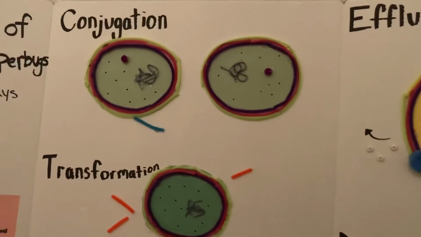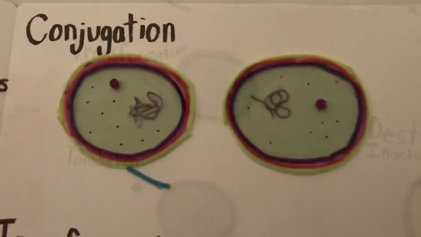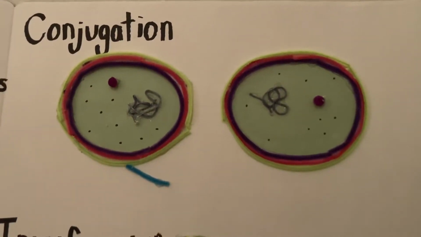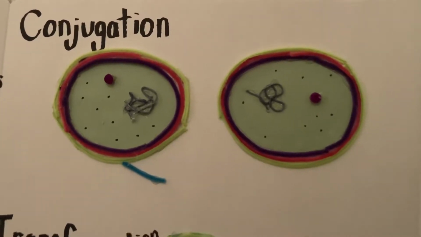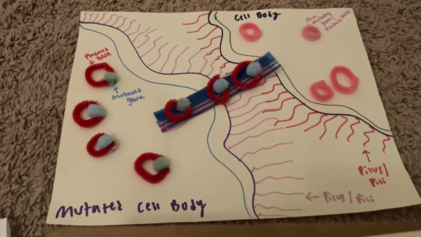Now that we have covered the general mutations, let's talk about how these mutations spread from cell to cell. Here's a general view of the first way that mutations can spread from cell to cell. It's called conjugation, and it's when two cells form a bridge to pass DNA alongside each other. This is an up-close view of how conjugation works.